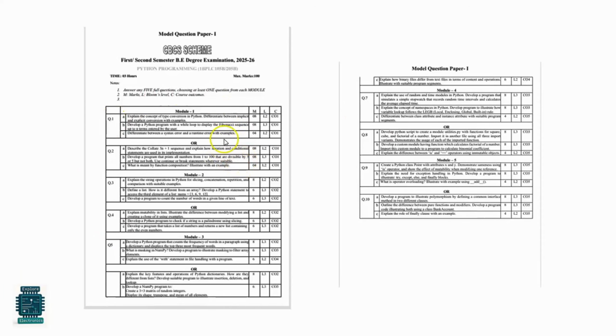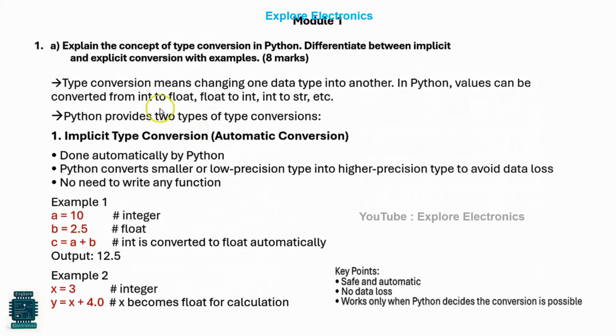In this video, I am solving this question paper. You can see model question paper 1. This is the Python programming and the subject code is there. Let us start. The first question: explain the concept of type conversion in Python. Differentiate between implicit and explicit conversion with examples. Let us see.